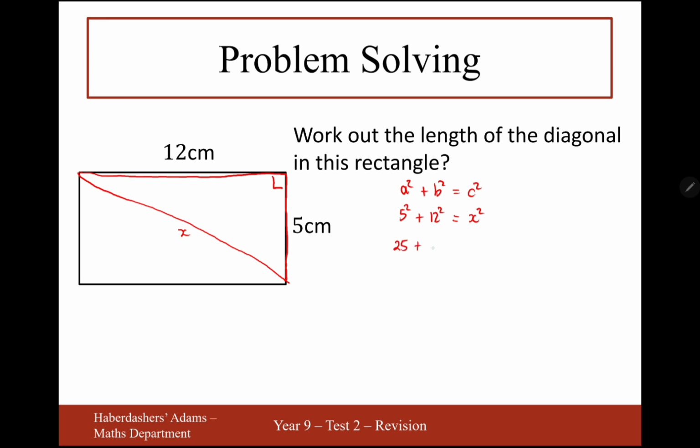Let's now calculate it: 25 add 144 is x squared. That's 169 equals x squared. So x equals 13 centimeters. So there we are. That's the answer to that question there.